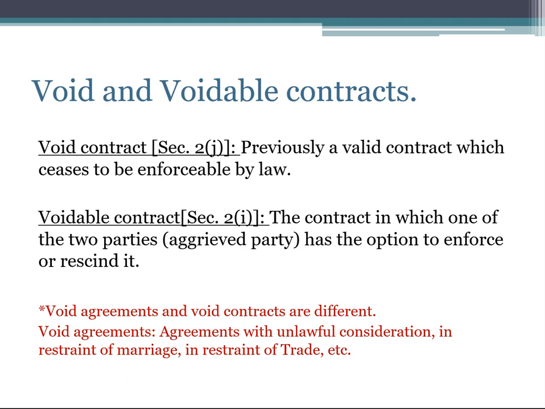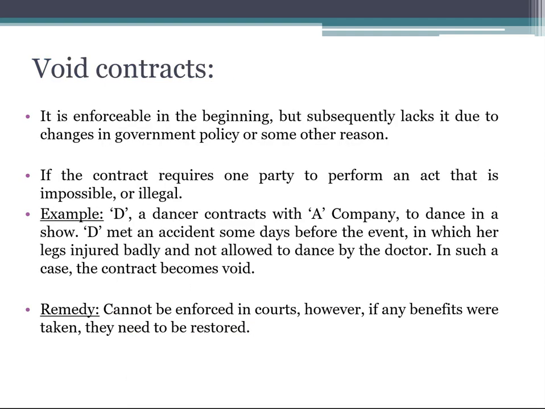When we talk about void contracts, often we also confuse them with void agreements. These terms are sometimes used interchangeably, which is not correct. Void agreements are dealt with in the Indian Contract Act specifically. For instance, agreements with unlawful consideration, or agreements in restraint of marriage or in restraint of trade. These are void agreements, whereas void contracts are something which was previously valid once, but now owing to different factors it has become void. So let us deal with void contracts a little more in detail.